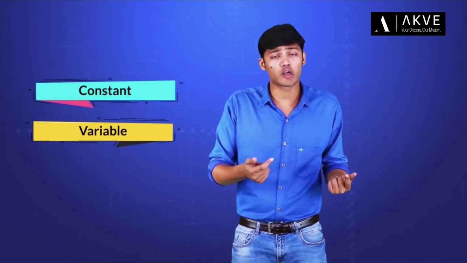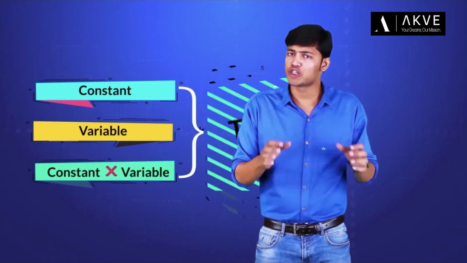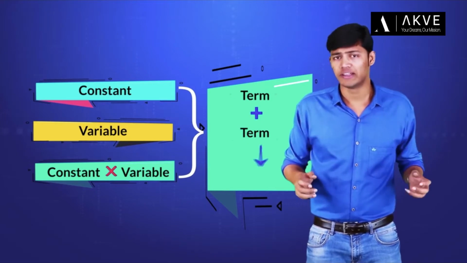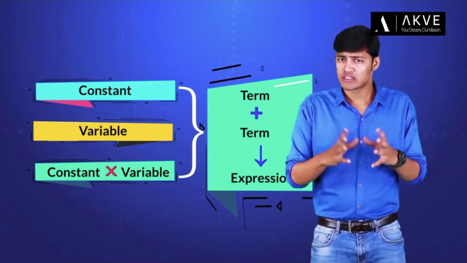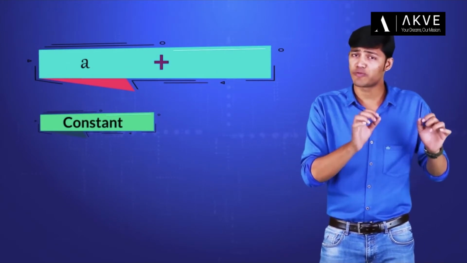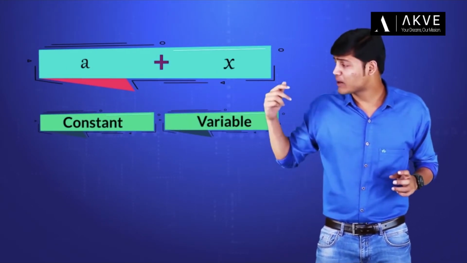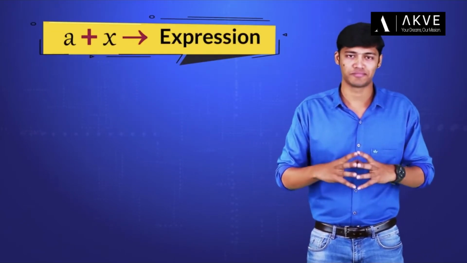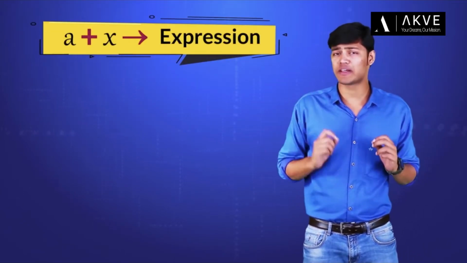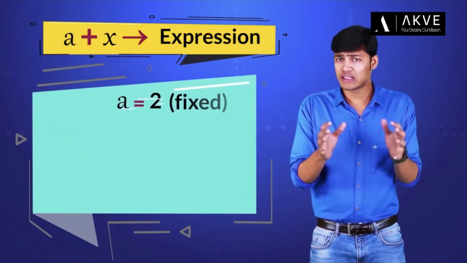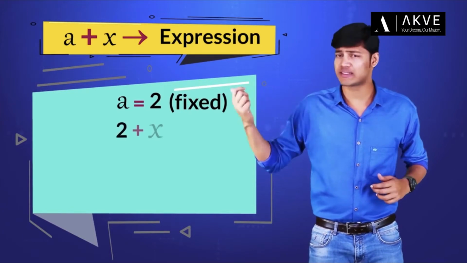Now, a constant or a variable or a product of a constant and a variable is called a term. Now, if we add two or more terms, then we get an expression. Suppose, let us say, if a is the constant and x is the variable, now if we add both of them, we will get a plus x, which is an expression. Now, in this expression a plus x, if the value of a is equal to 2, then the expression formed will be 2 plus x.